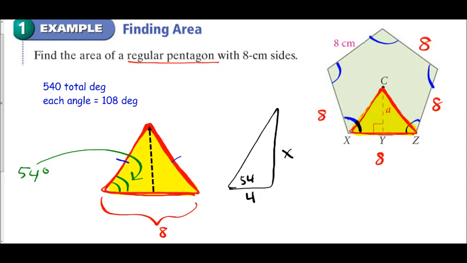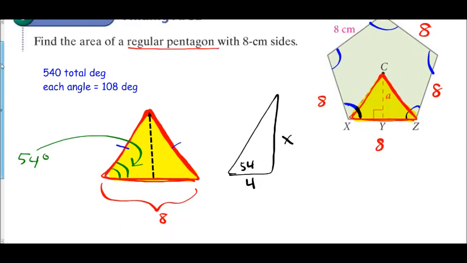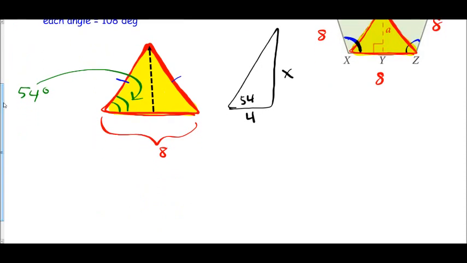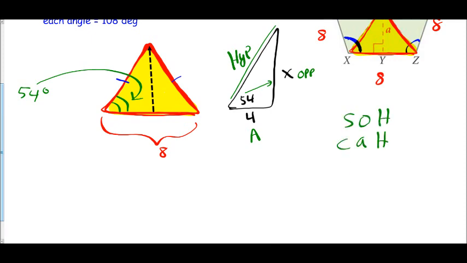We've got to use SOH, CAH, or TOA. Really, our goal is to find the area of this yellow triangle. If we go across from the 54, that's the opposite. Over here is the hypotenuse, the biggest side. And this is left over, the adjacent. So it looks like we have the opposite and adjacent. SOH CAH TOA, which one are we going to use? We don't have the hypotenuse, so we want to use the tangent ratio.